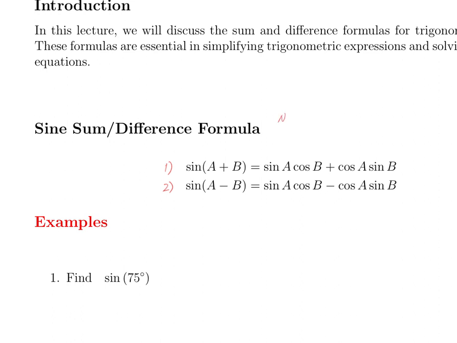One thing to know, though, this is very important. Note that sine of a plus b is not equal to sine of a plus sine of b, and that goes pretty much for all the identities. So the formula is actually this.